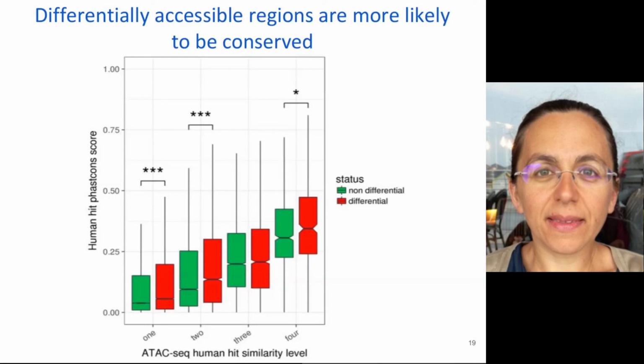So, of course, we have a correlation: the higher the similarity level, the higher the phastCons score. It's normal, as there are two ways of measuring conservation. But what is more interesting is that within each similarity level group, we can see usually that the differential ATAC-seq peaks are significantly more conserved than the non-differential ones. So again, pointing to a functional role of these regions.